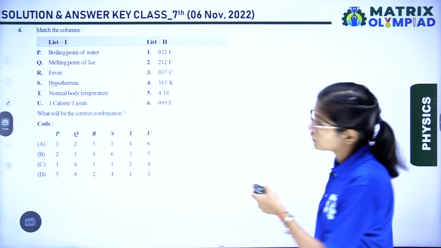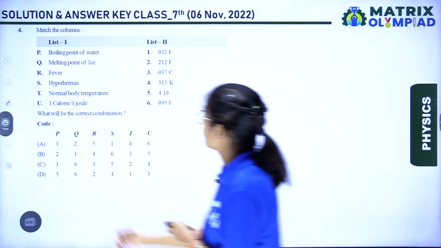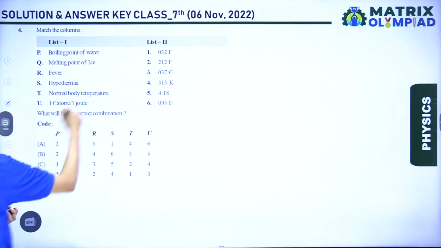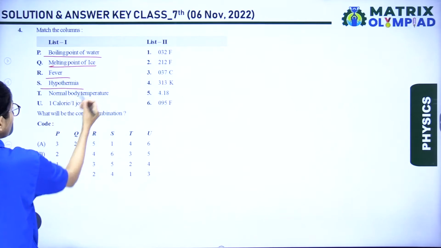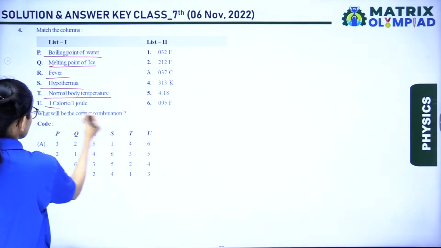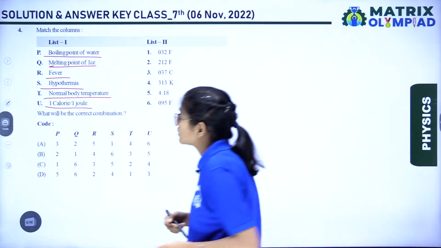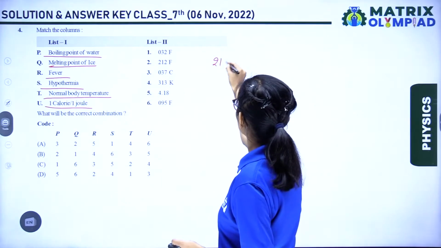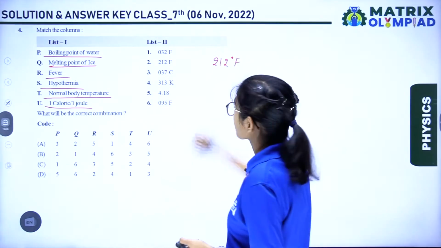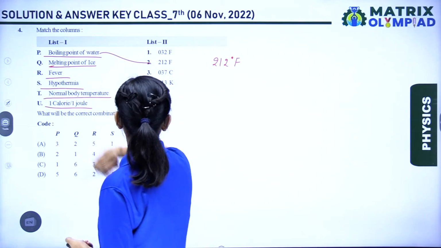Now let's come to the question number 4. In question number 4, there are list first and list second: boiling point of water, melting point of ice, fever, hypothermia, normal body temperature, 1 calorie and 1 joule. Okay, and here that is boiling. What is the boiling point of water on Fahrenheit scale? That is 212 degree Fahrenheit. Got it? So we will go for second.